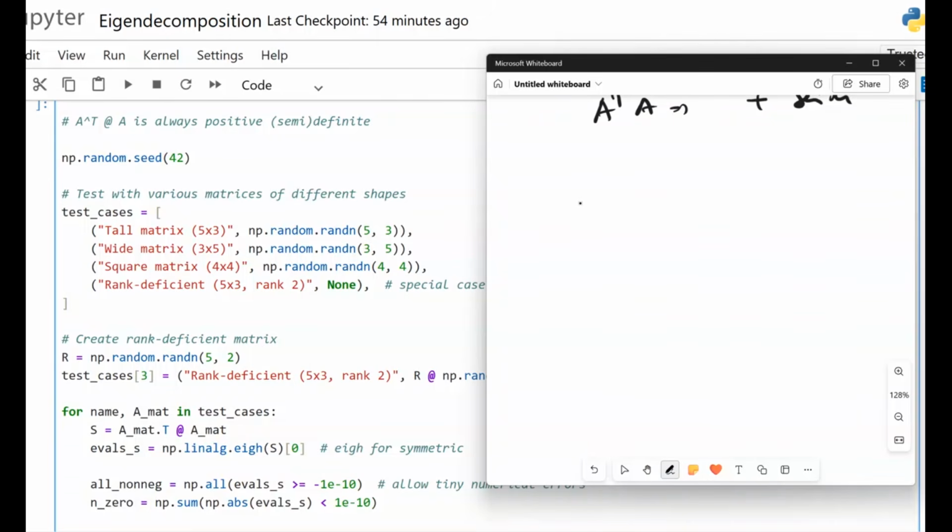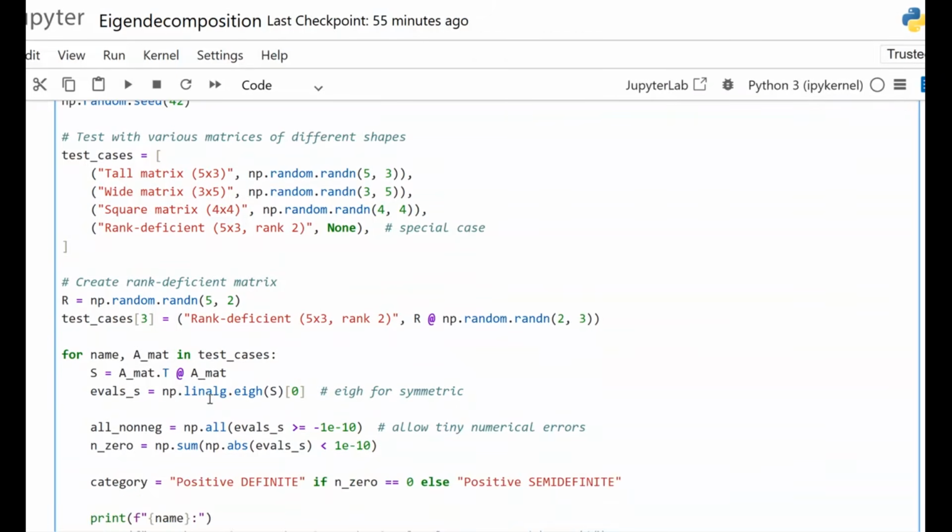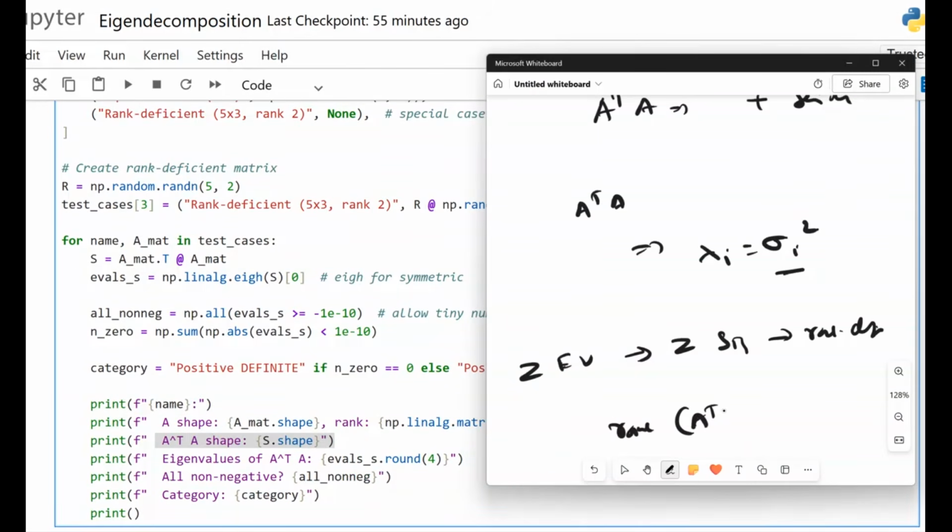Yes, dear friends, the eigenvalues of A transpose A are, kindly just observe, lambda sub i equal to sigma sub i squared, where sigma sub i are the singular values of A. So thus always non-negative, and a zero eigenvalue corresponds to a zero singular value, which implies rank deficiency. And here we have the rank relationship. So yes, dear friends, rank of A transpose A is equal to rank of A. So the number of non-zero eigenvalues would be equal to the rank of A.